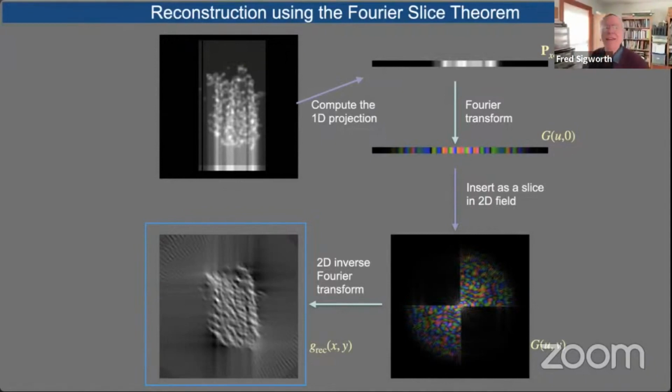Now, of course, I haven't gotten sophisticated enough to do this same thing in 2D to 3D, but you can imagine that the same thing is going to happen. If I were to make a 2D projection, I would get a 2D Fourier transform, and I could insert it as a slice in the 3D Fourier volume, and then I could get a reconstruction of a 3D object. But with my limited computer graphics abilities, it's a lot easier to do it in 2D. Same principle.